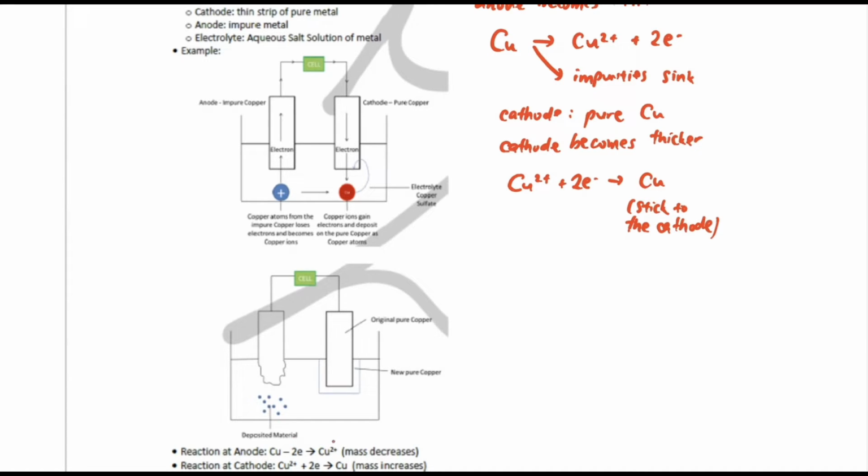Now you can shift the minus 2 electrons to the right, then it becomes plus 2 electrons. Mass decreases. Like what I mentioned, the anode becomes thinner. Reactions at the cathode: Cu2+ plus 2 electrons becomes copper. So it forms a new layer, mass increases.